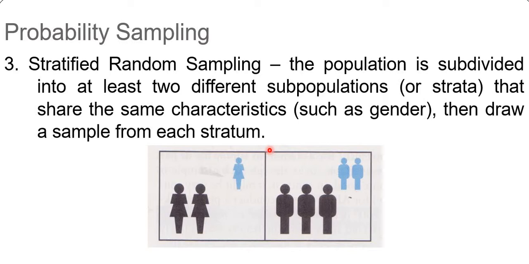So, in this probability sampling, we shall first subdivide the population into different groups, at least two different subpopulations, and we call each subpopulation a stratum, plural strata, like what was mentioned a while ago. And then, that's the time that we will draw a sample from each stratum and combine them to form the entire sample for our study.